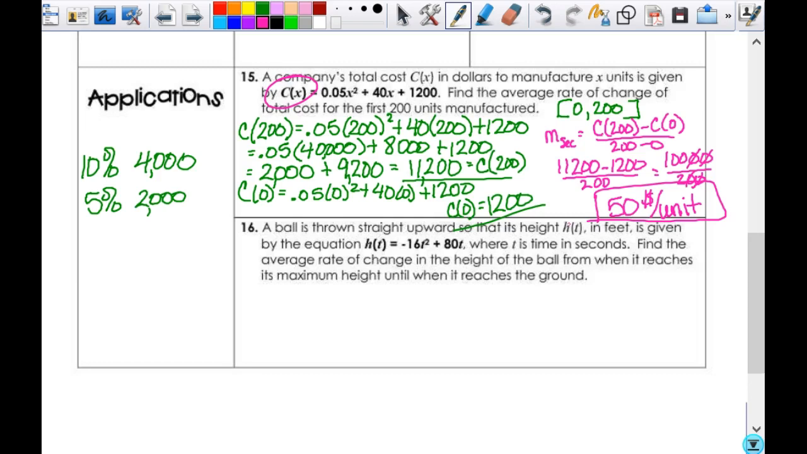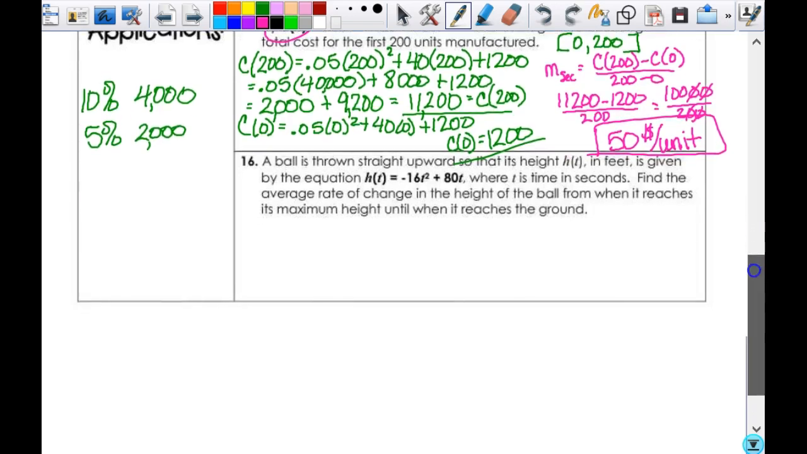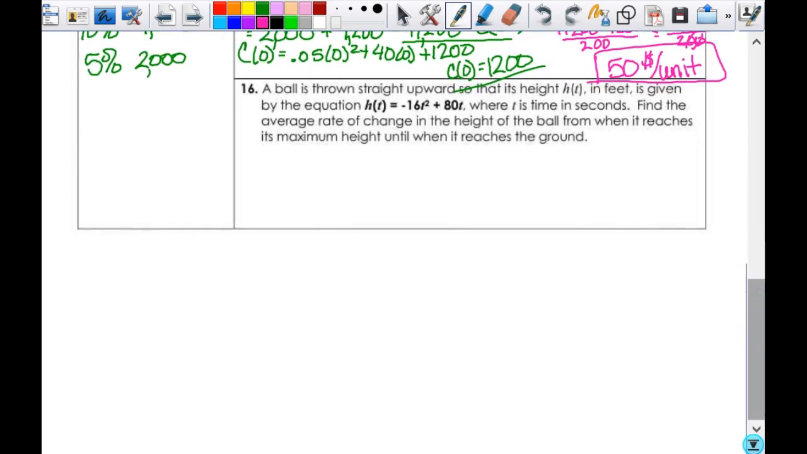All right. I want to get 16 just started. We're just going to start it and then we're going to finish it tomorrow. So a ball is thrown straight upwards so that its height is h of t in feet, and it's given by this equation. That should look familiar. Totally did that in Algebra 2. Find the average rate of change in the height of the ball from when it reaches its maximum height until when it reaches the ground.